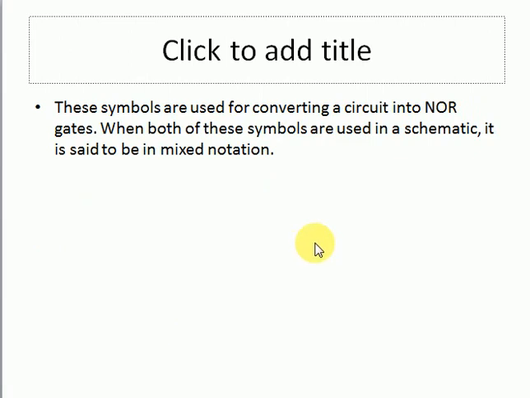So these symbols are used for converting a circuit into NOR gates. When both of these symbols are used in a schematic, it is said to be mixed notation, as in the NAND implementation.